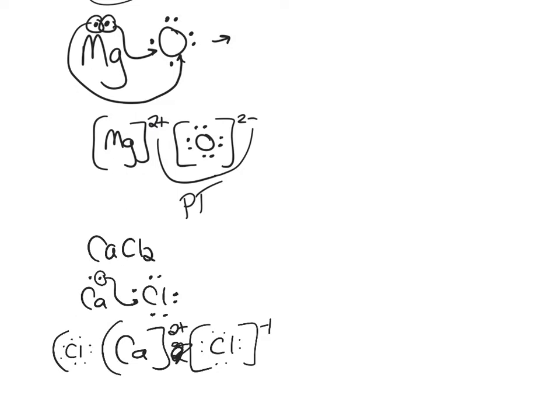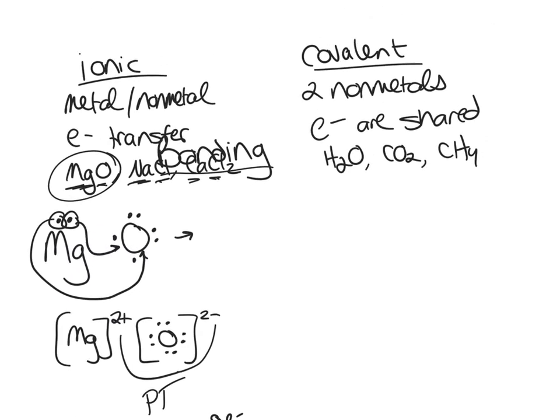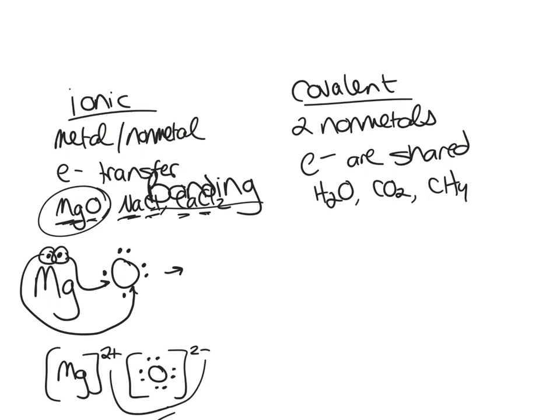Make sure your anions have 8 and your cations have 0. So anions should have 8 electrons and your cations should have 0 electrons. That's pretty much all you need to know about ionic bonding as of right now for this test.